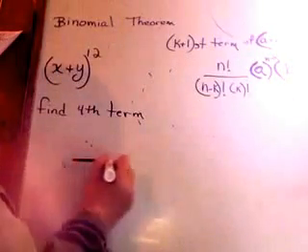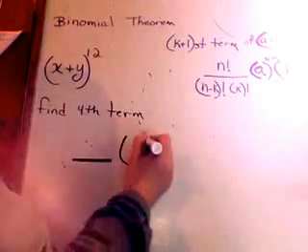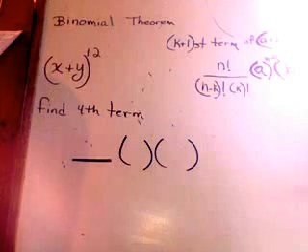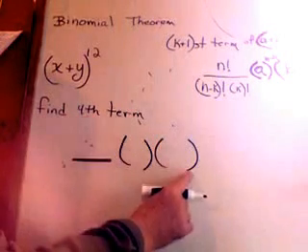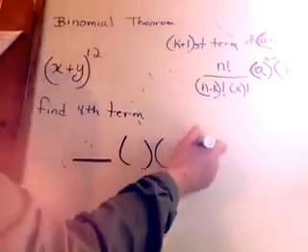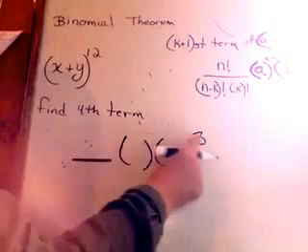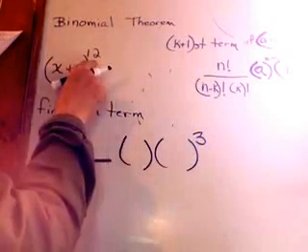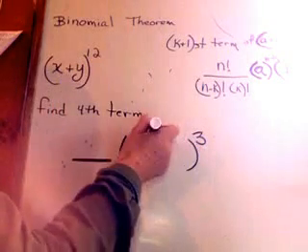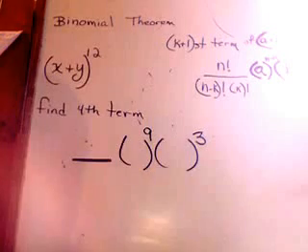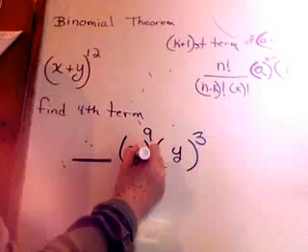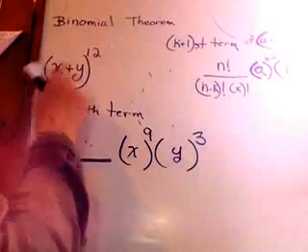I know I'm going to have a fraction with factorials. Then I'm going to have the two parts of the binomial raised to different exponents based on the term. If I want the fourth term, this exponent is always one less. Well, what's one less than 4? 3. Then these two exponents always have to add up to the power of the binomial that I'm expanding. So in this case, 12. So what plus 3 equals 12? How about 9? Okay. What goes in these parentheses? Second one gets a y, first one gets an x, based on what was first and what was second here.